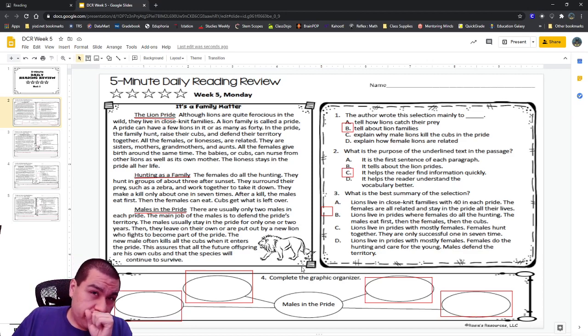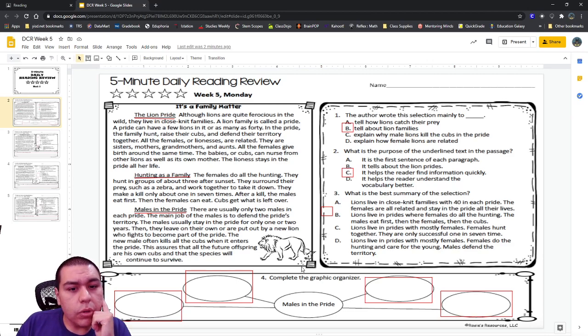A. Lions live in close-knit families with 40 in each pride. The females are all related and stay in the pride all their lives. B. Lions live in prides where females do all the hunting. The males eat first, then the females, then the cubs. C. Lions live in prides with mostly females. Females hunt together. They are only successful 1 in 7 times. D. Lions live in prides with mostly females. Females do the hunting and care for the young. Males defend the territory.